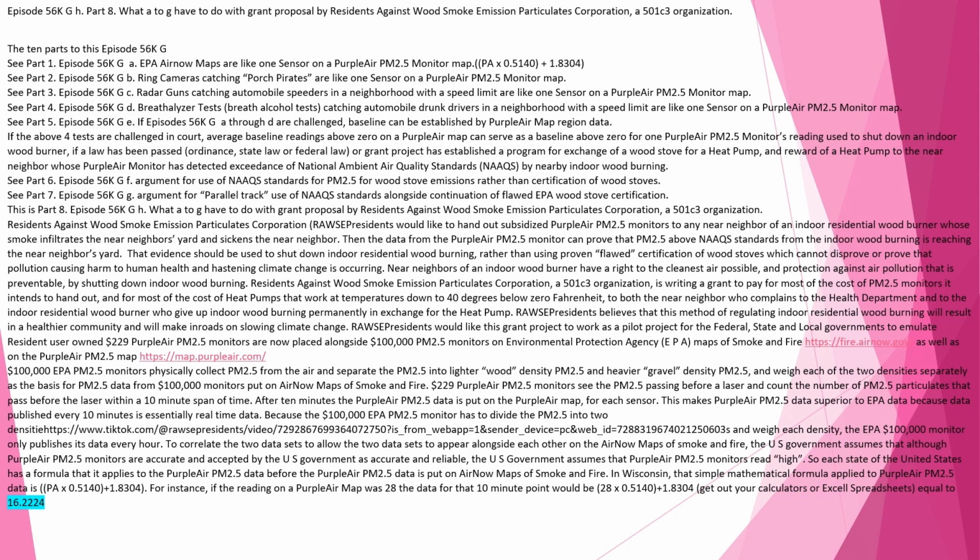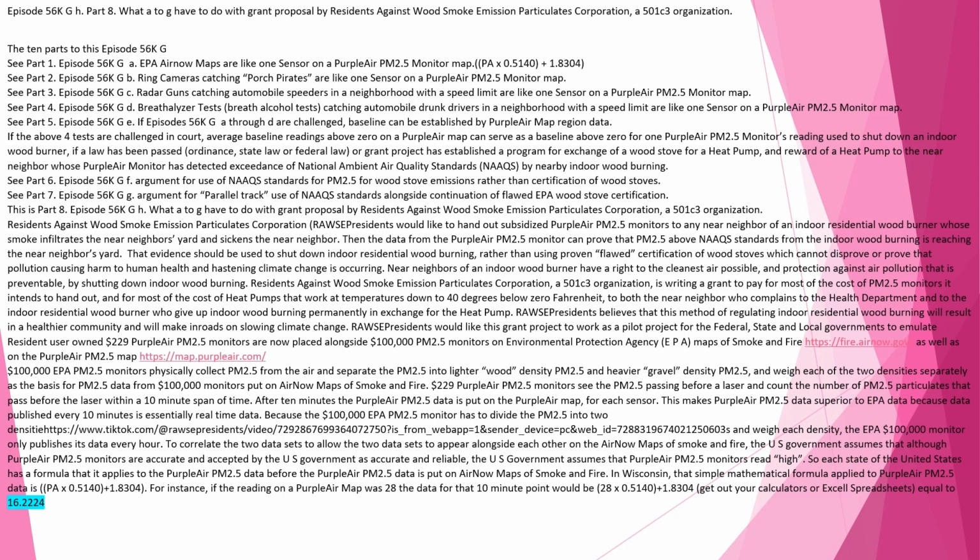That evidence should be used to shut down indoor residential wood burning, rather than using proven flawed certification of wood stoves, which cannot disprove or prove that pollution causing harm to human health and hastening climate change is occurring. Near neighbors of an indoor wood burner have a right to the cleanest air possible and protection against air pollution that is preventable by shutting down indoor wood burning.